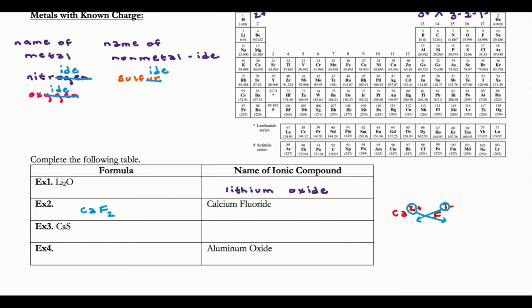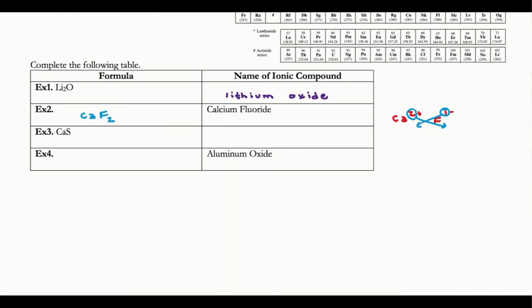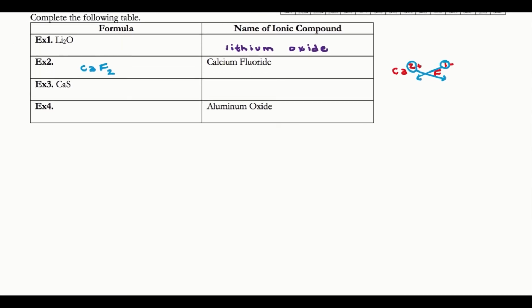All right? Let's write the name for the next compound, CaS. So it's going to be calcium. The nonmetal was sulfur, so I'm going to add an -ide ending, so it's going to become sulfide.